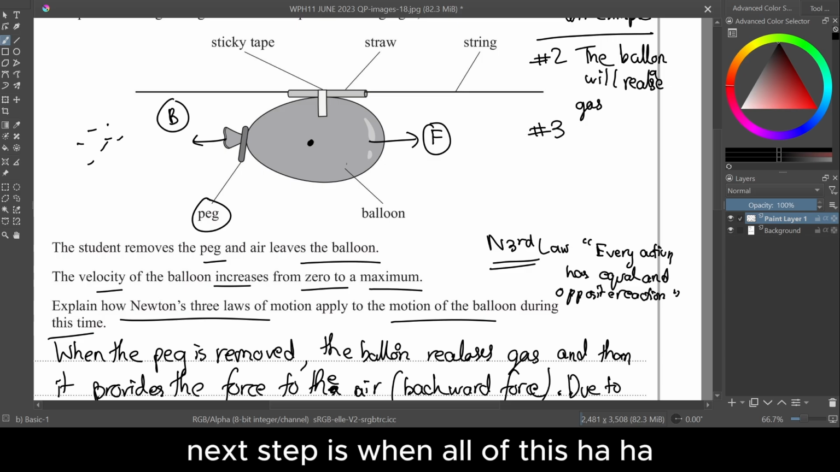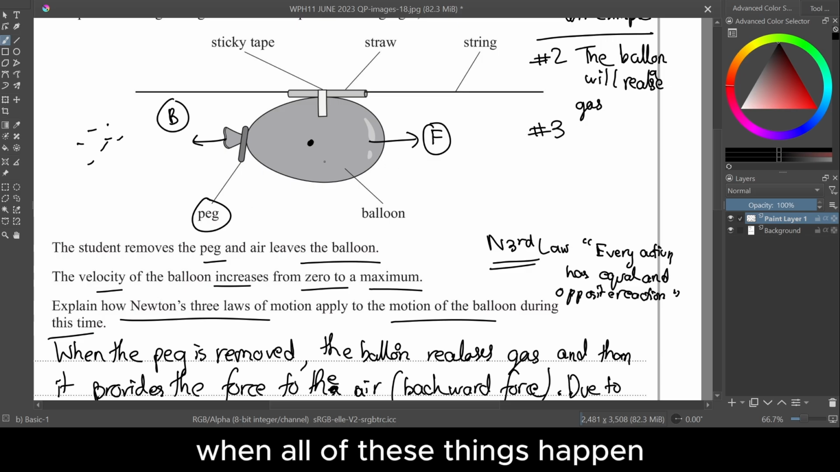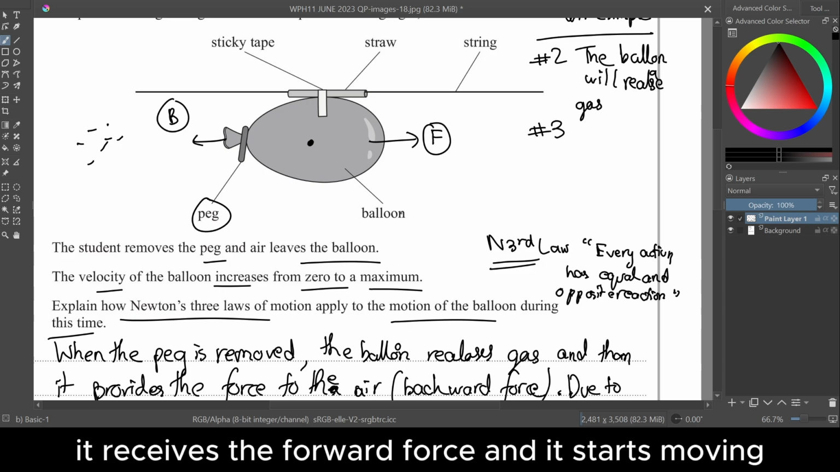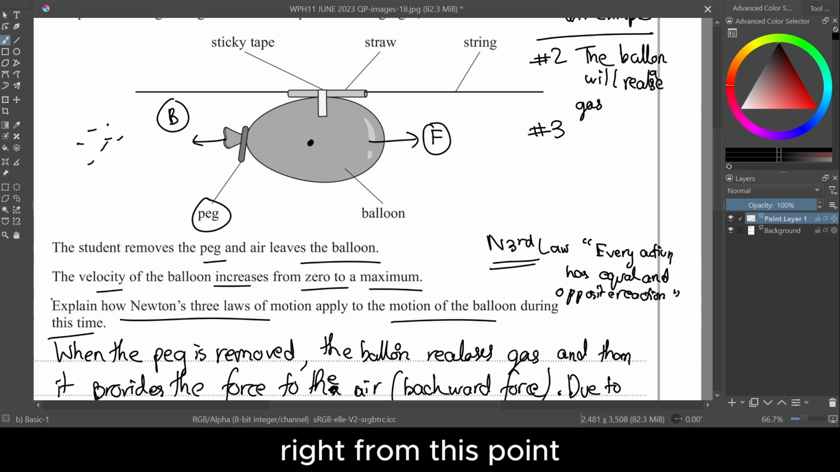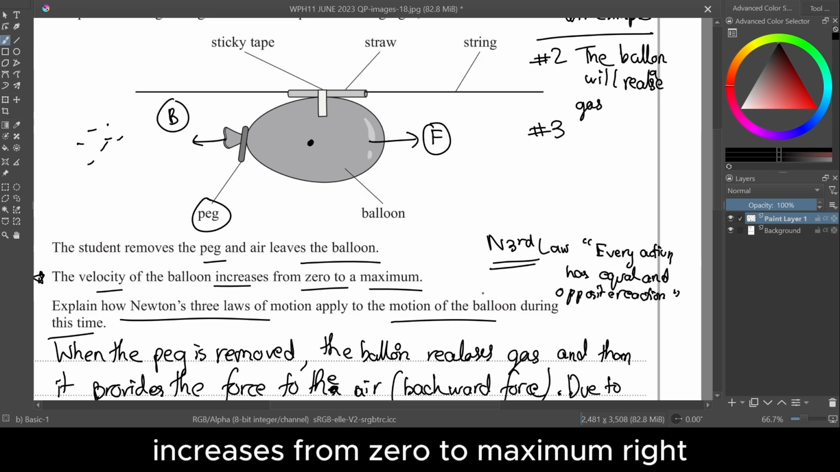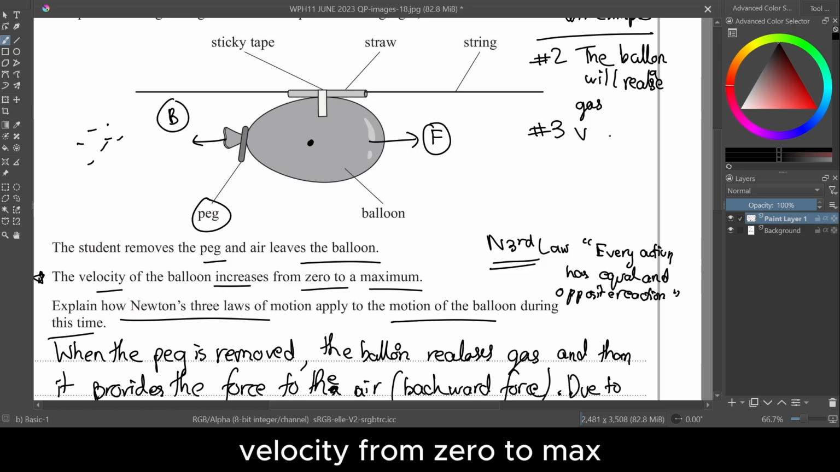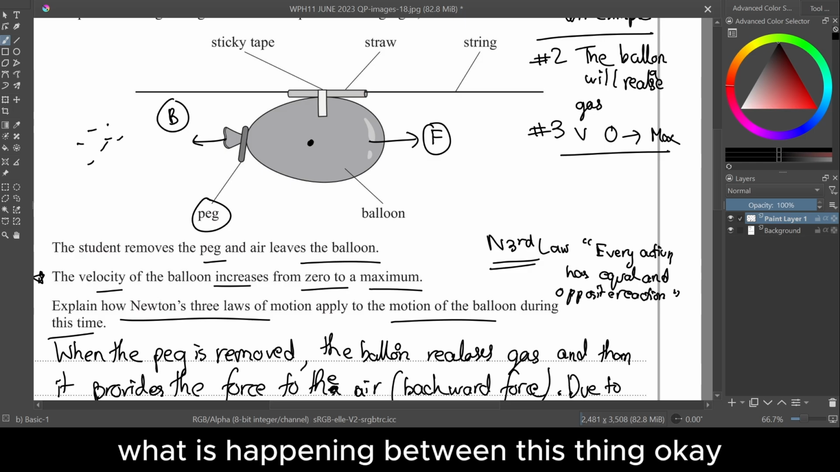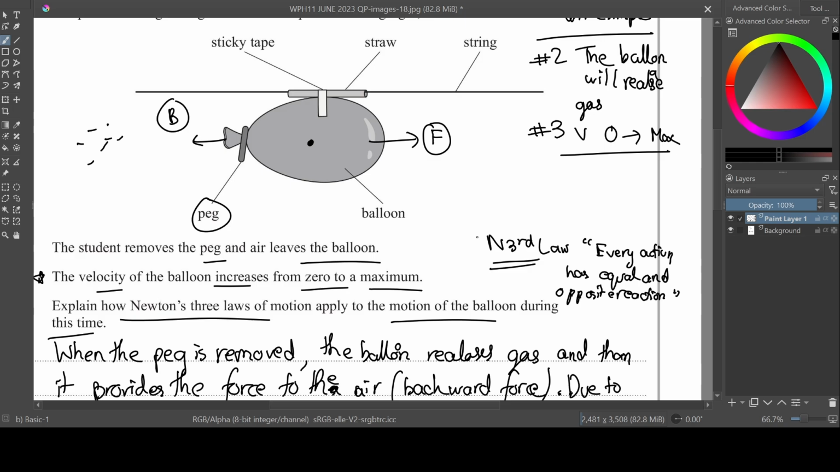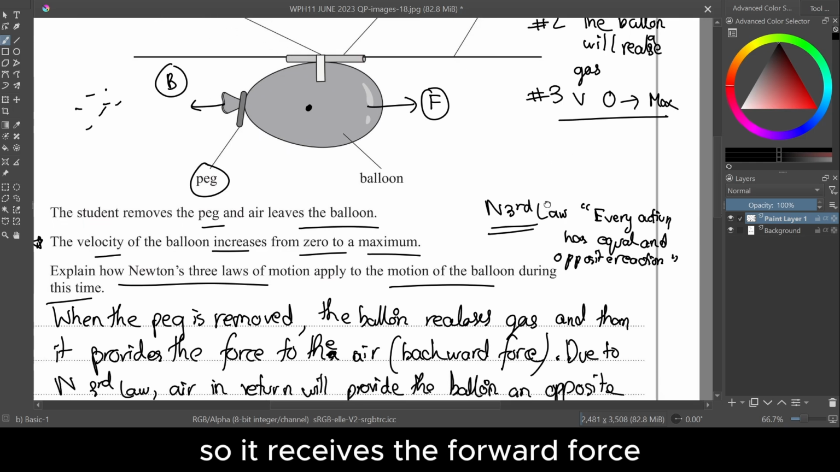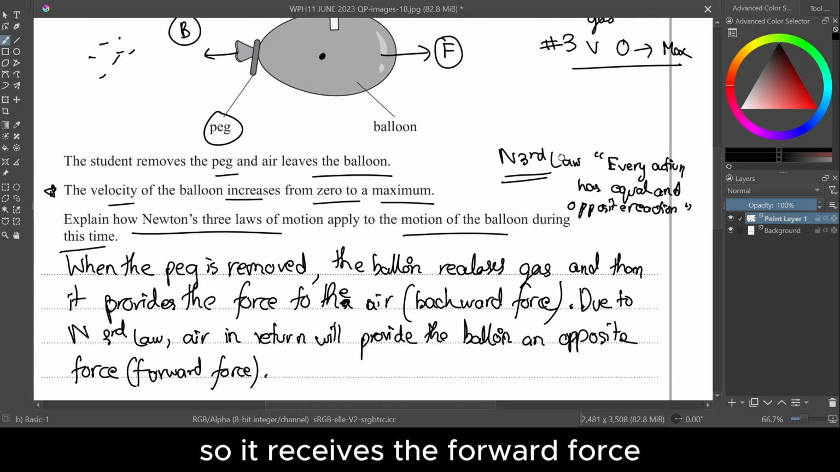The next step is that when all of these things happen, the balloon receives the forward force and it starts moving, right? From this point, the velocity of the balloon increases from 0 to maximum, right? So we have to explain this statement: velocity from 0 to max. What is happening in between? So it receives the forward force.